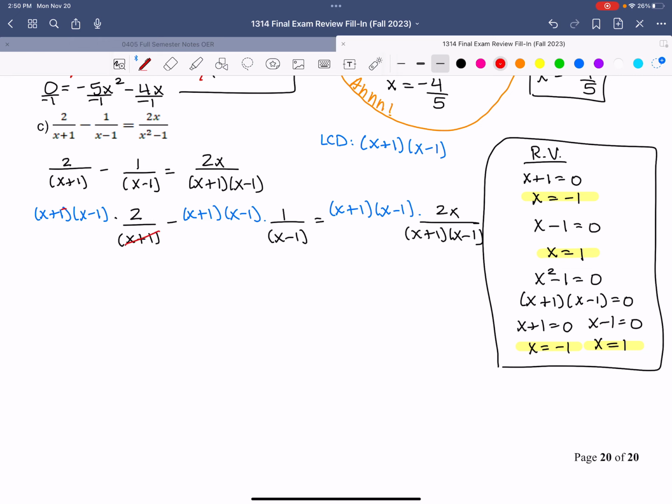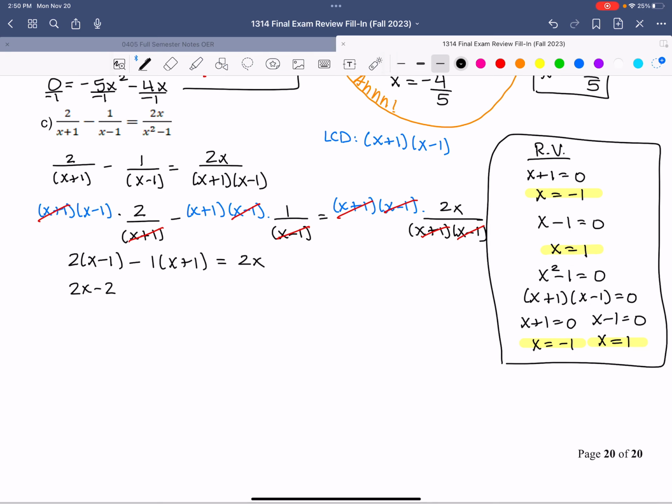So x plus 1's cancel here, x minus 1's here, and of course both of them over here. So what do we have left? 2 times x minus 1 minus 1 times x plus 1 equals 2x. So 2x minus 2 minus x minus 1, make sure you distribute everything, right? Equals 2x. So 2x minus x is going to be just x, and then minus 3 equals 2x, right?